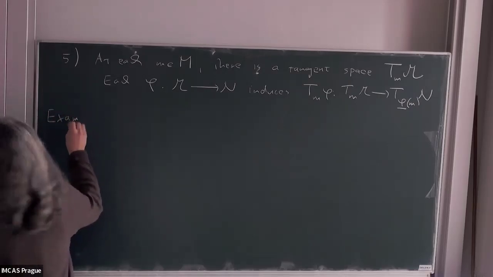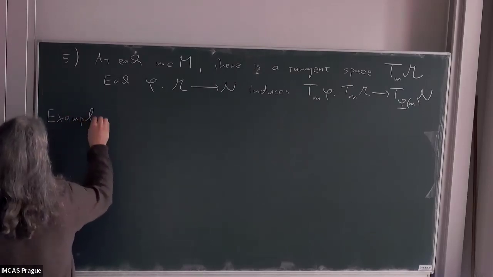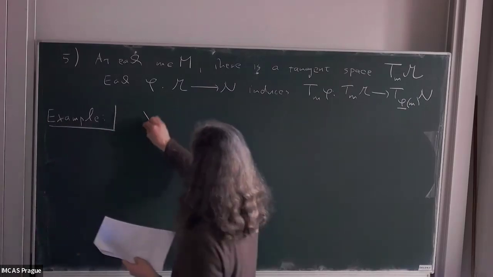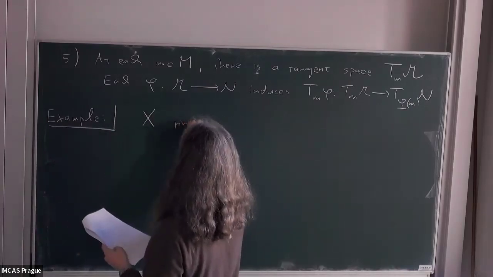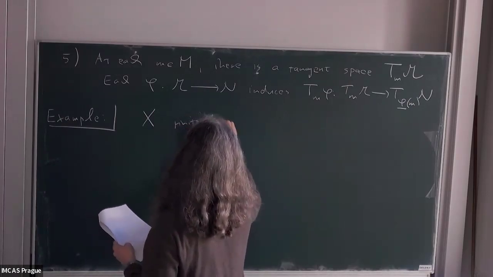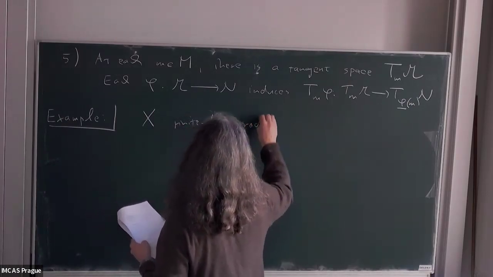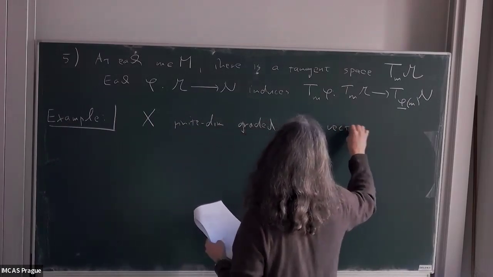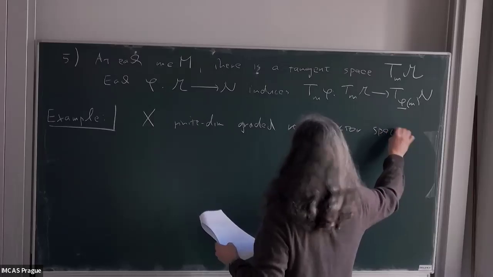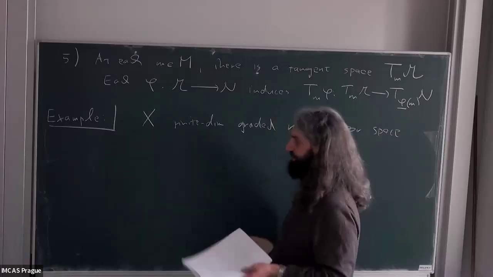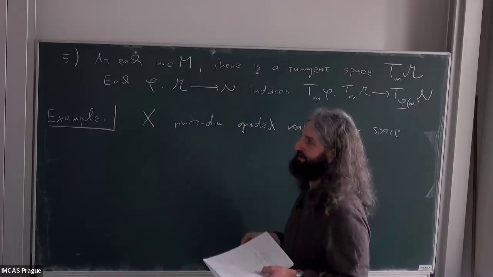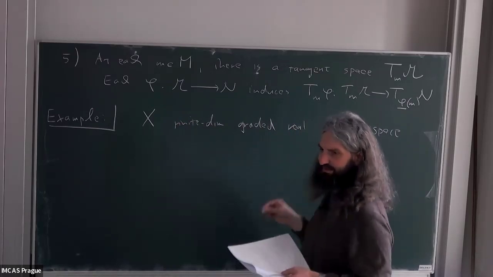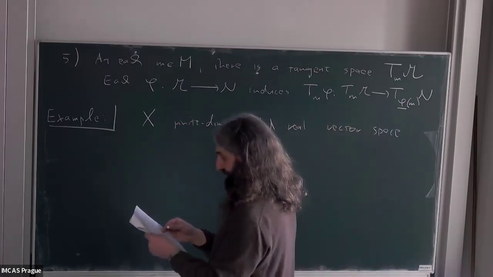And so just to give you some example. The simplest example. Okay, 20 minutes. Just the simplest example. So of course you can consider a finite dimensional graded real vector space. And as in the case of ordinary manifolds, you expect that out of that you can canonically view this as a graded manifold. And this is the same thing.